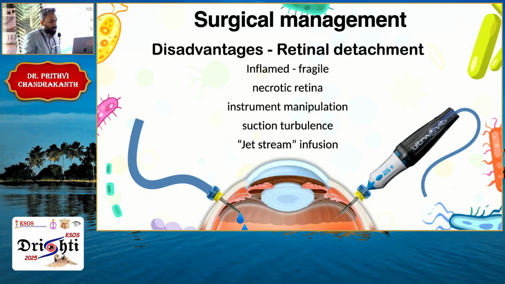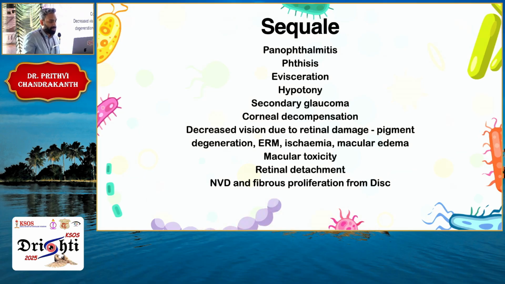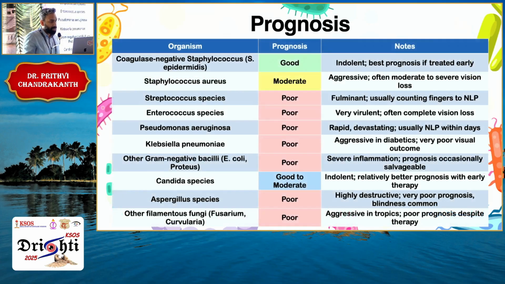And the disadvantage: the retina is very friable and inflamed, with necrotic retina, so it is very difficult, because any manipulation can lead to complications like retinal detachment. These are all the sequelae that occur. The prognosis with each organism: good with coagulase negative staphylococcus, Staphylococcus aureus is moderate, the others are all poor. Candida species good to moderate.